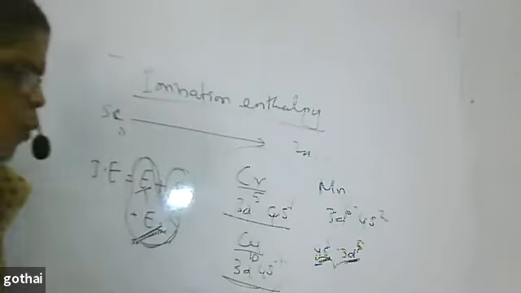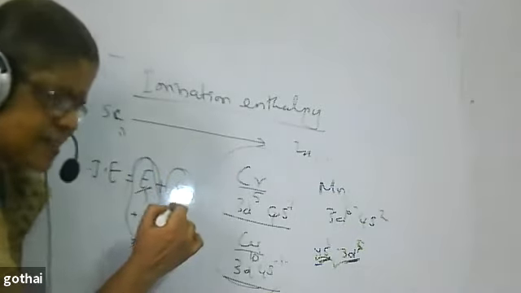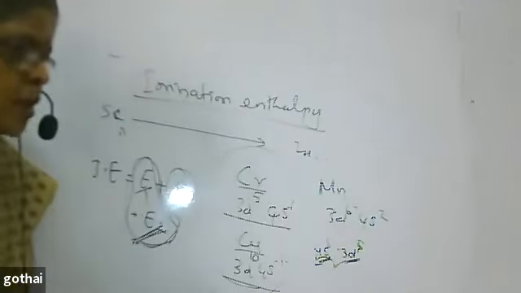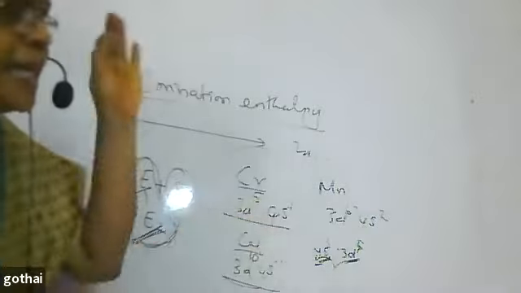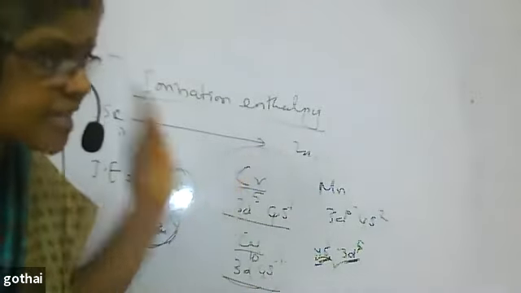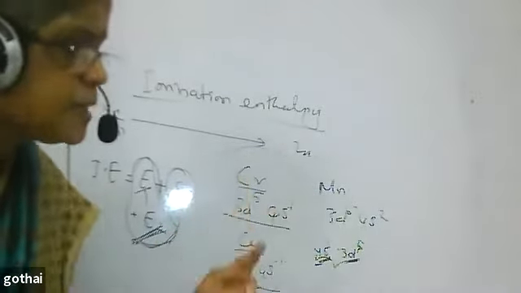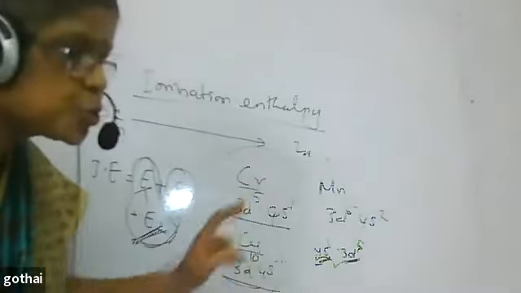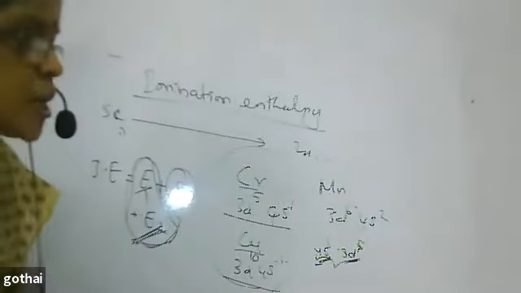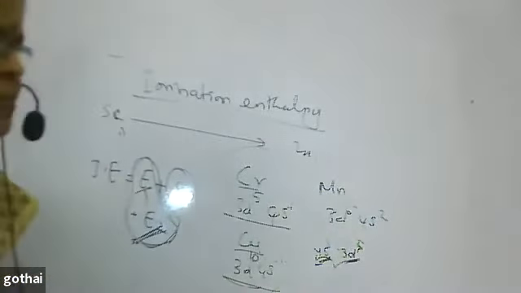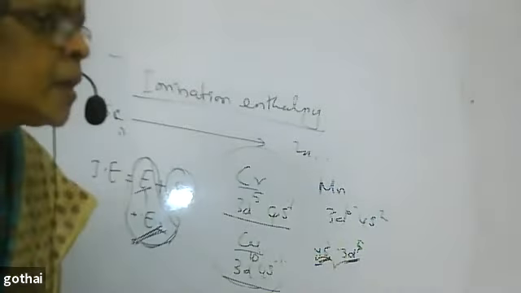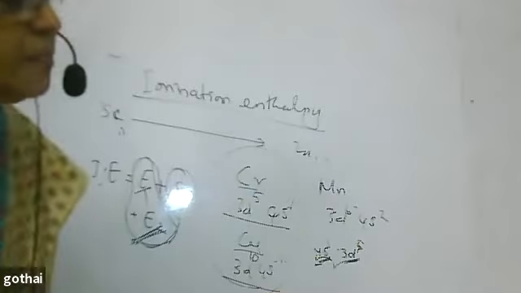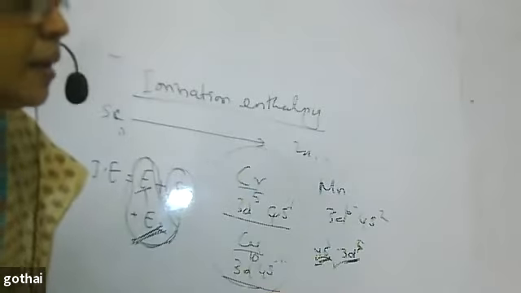That's the meaning. Why is it so? It is because of this factor. This factor arises only in copper and chromium. So you can write it very simply: the irregularity in the ionization enthalpy of the 3d series is due to extra stability that arises in chromium and copper due to 3d5 4s1 and 3d10 4s1 configuration. Make it very simple. Got it or not? Then I'll go for the next one. Clear? Clear, I'll go ahead.